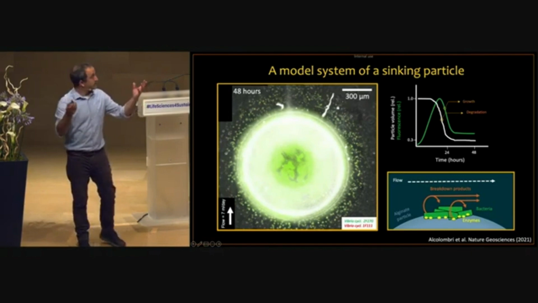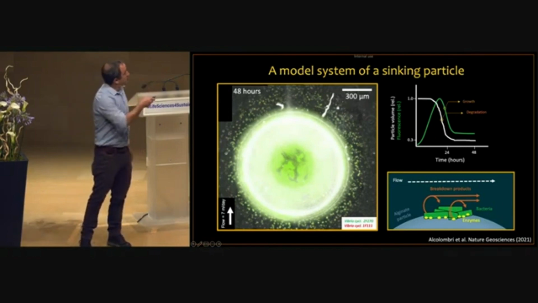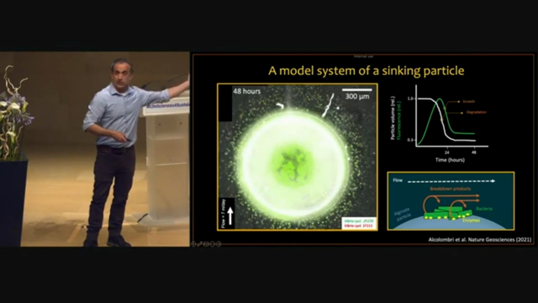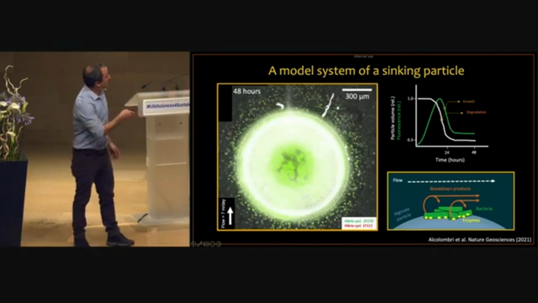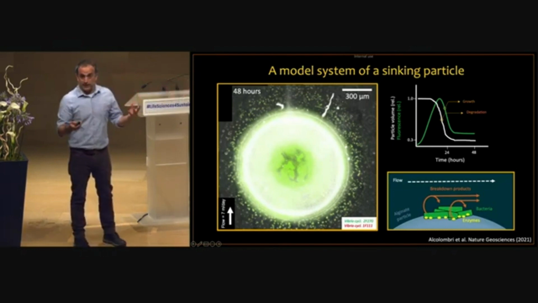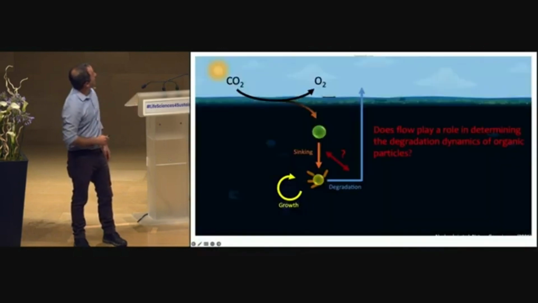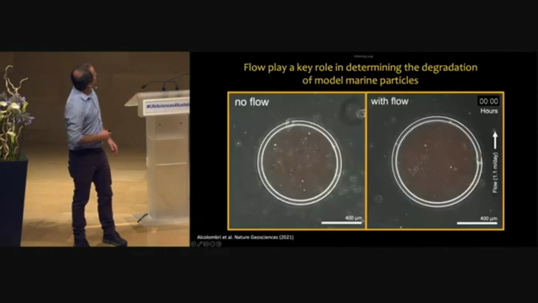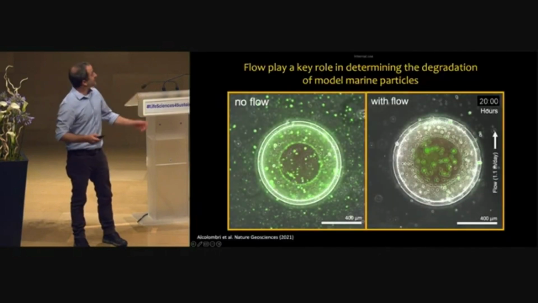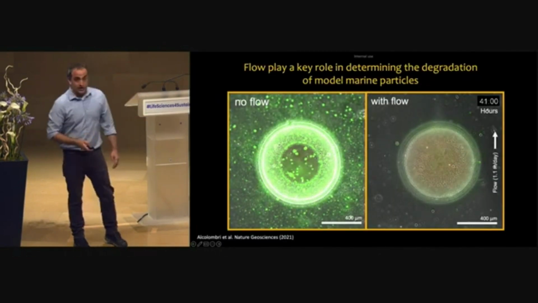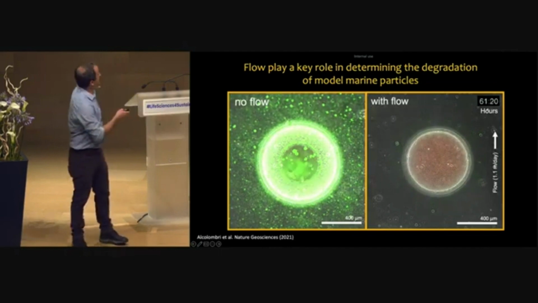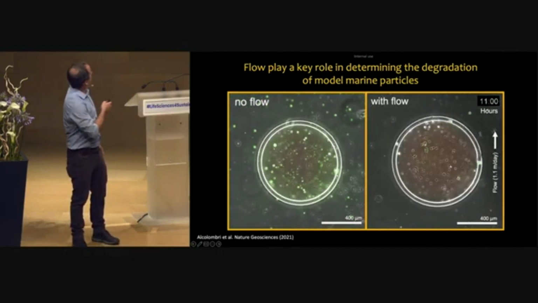Just to make sure we understand, it's a particle, little colonies of bacteria, enzymes, they degrade, breakdown products go into the solution, and then most of the breakdown product actually goes into the sea with the flow, and a little bit is eaten by the bacteria in order to produce biomass. Okay? So does flow play a role in determining the degradation rate? We made a simple experiment in which we test the degradation of particles in the presence of flow and in the absence of flow.